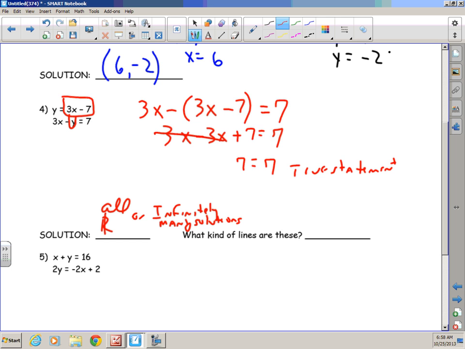What kind of lines are these? Well, if we graph these, as you should remember from yesterday, they're coinciding, or they're the same line. Okay? And our last example.